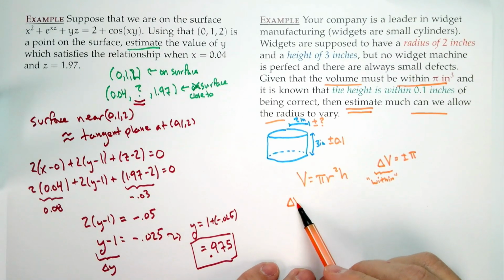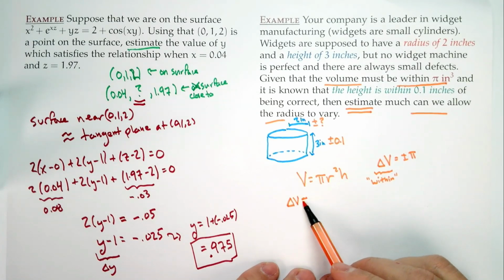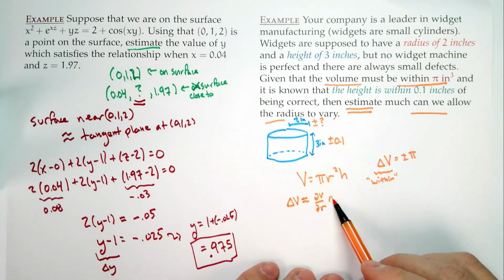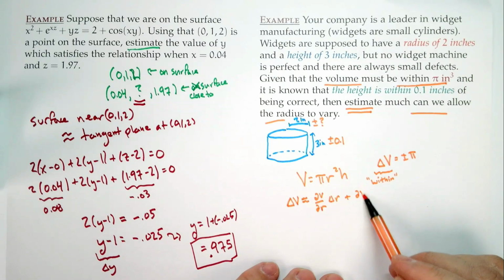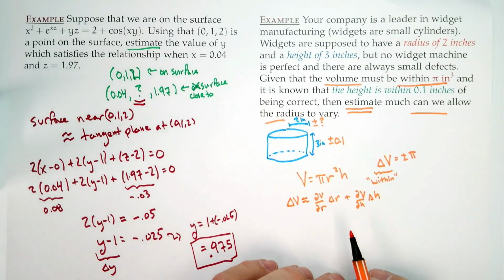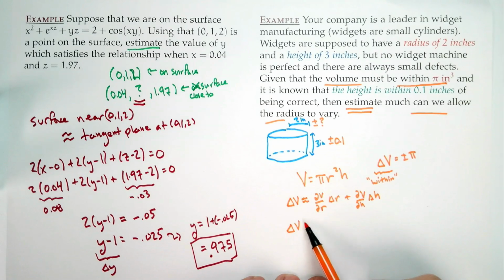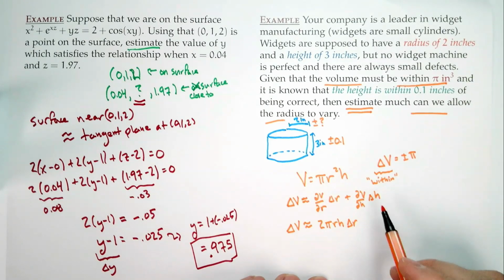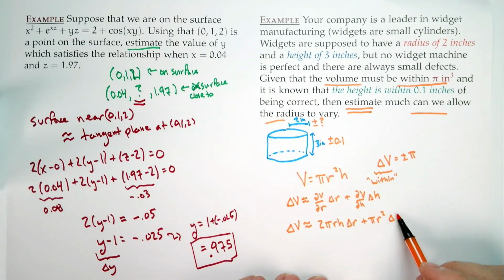We have that delta V is approximately partial V partial R delta R plus partial V partial H delta H. So this is the formula for linear estimation that we had a little while ago. So let's put in what we know. So delta V is approximately the derivative of V with respect to R, 2 pi rh, delta r, plus the derivative of V with respect to h, pi r squared, and delta h.